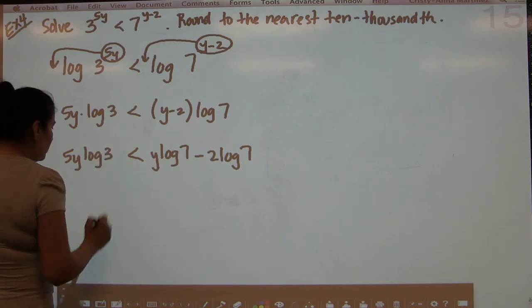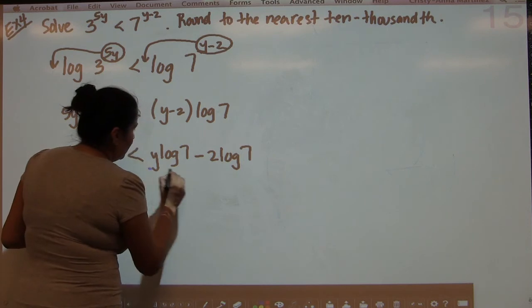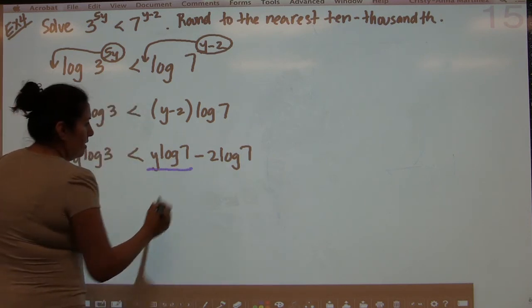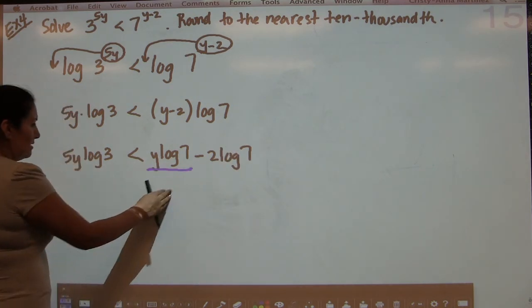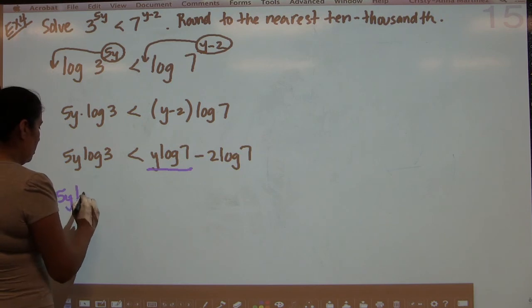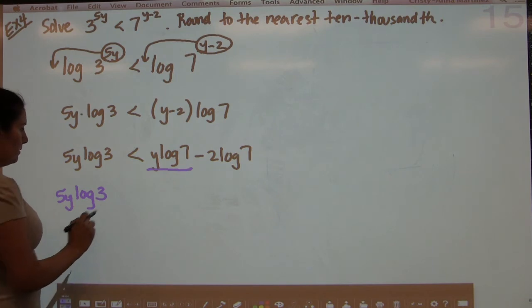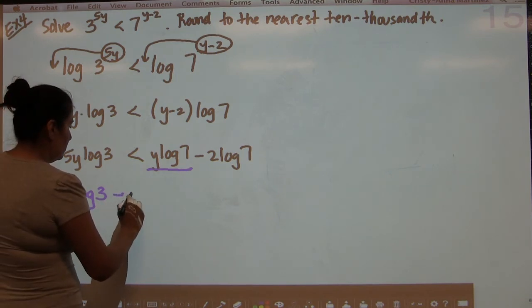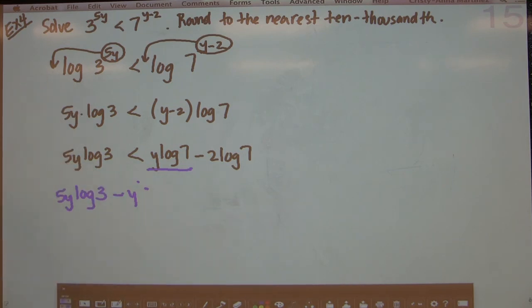So now I want to bring this term over to the other side because it has a y in it. The other term doesn't have a y in it, so that can stay there. So this guy needs to come over here. So I'm going to get 5y log 3 minus y log... okay, I'm really sorry about that, but it appears that my pen is running out of battery. And so I need to make a little switcheroo here real quick.